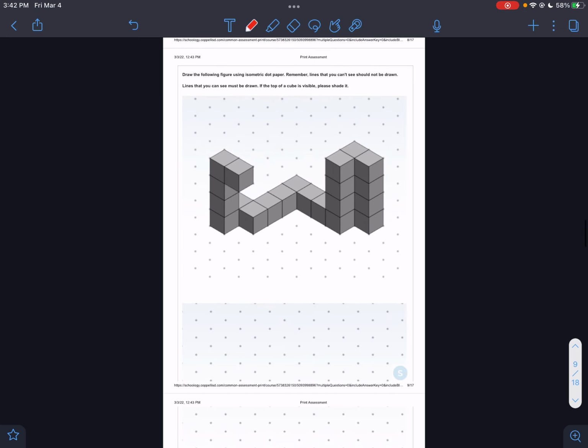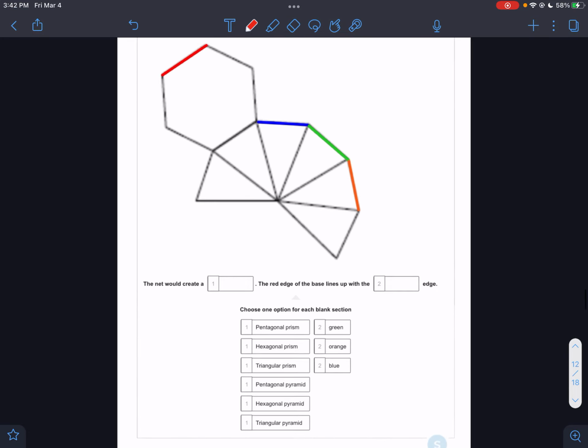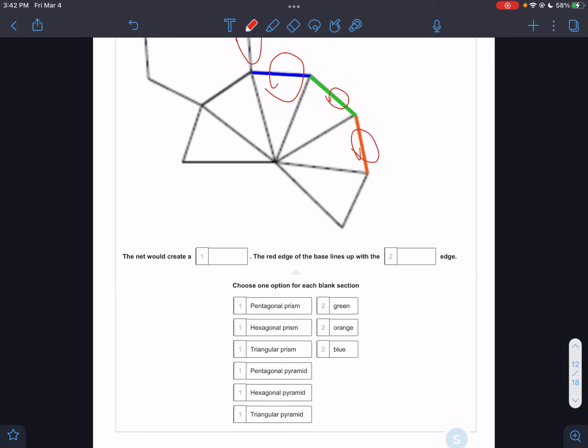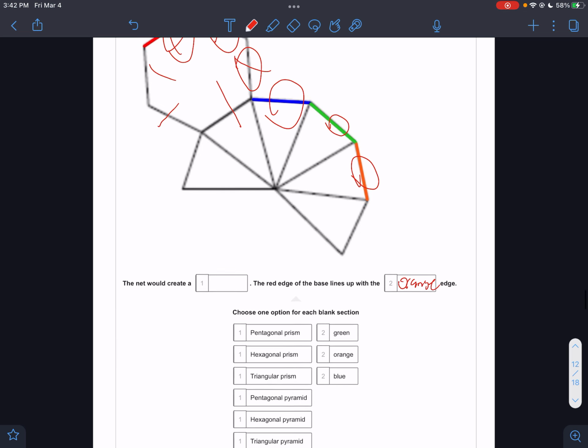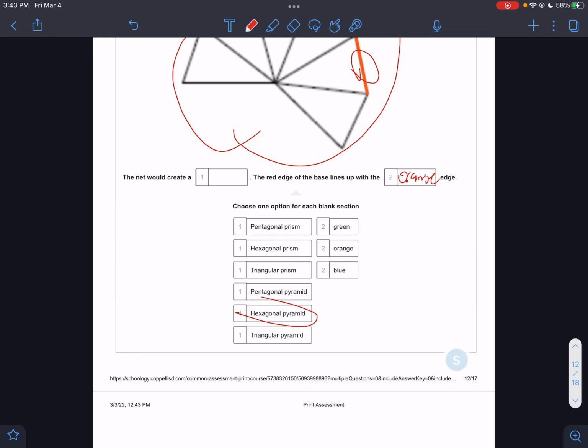The drawing ones, do your best. All right. If I was rolling this up, blue would go here, green would go here, orange would go here. So the red edge would line up with the orange edge. The net would create, well, that's a 1, 2, 3, 4, 5, 6 hexagon. Those are triangles. That's going to be a hexagonal pyramid.